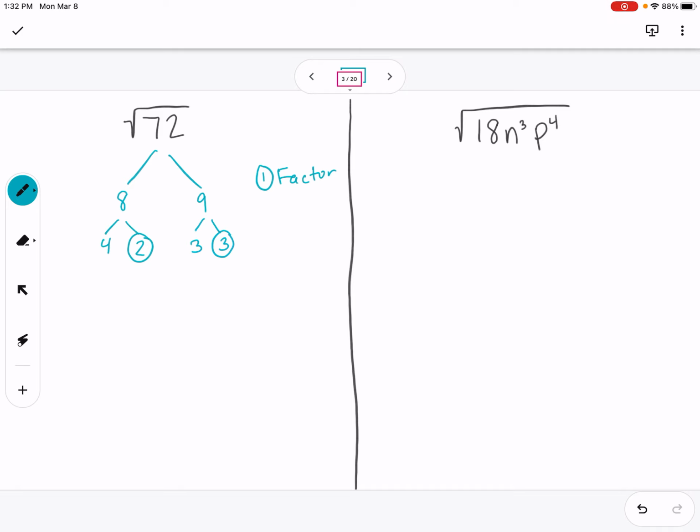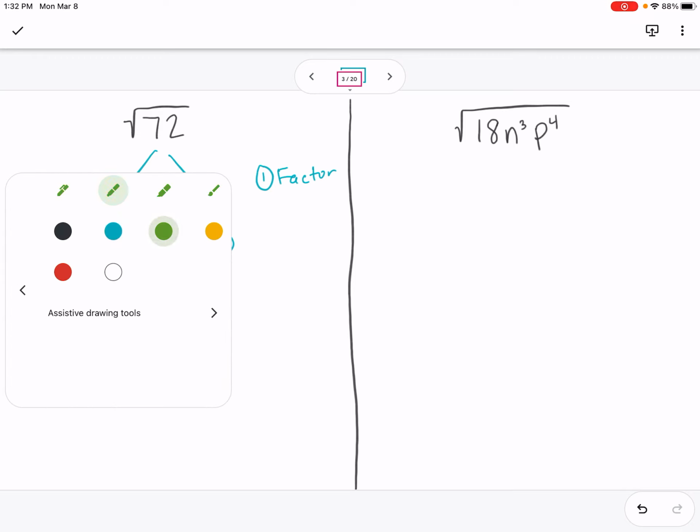9 is 3 times 3. 3 and 3 are both prime. And 4 is not prime. 4 can still be factored, so make sure you continue until you get to numbers that can no longer be divided.